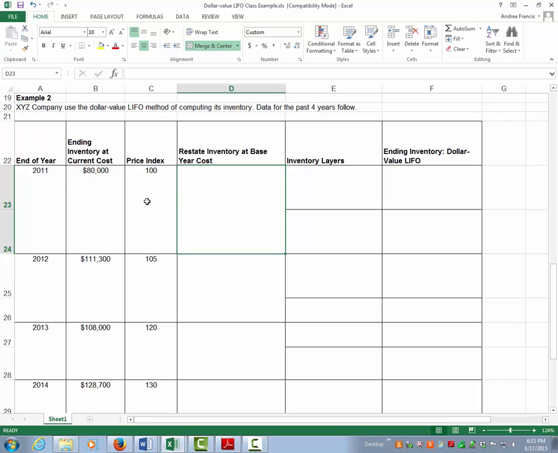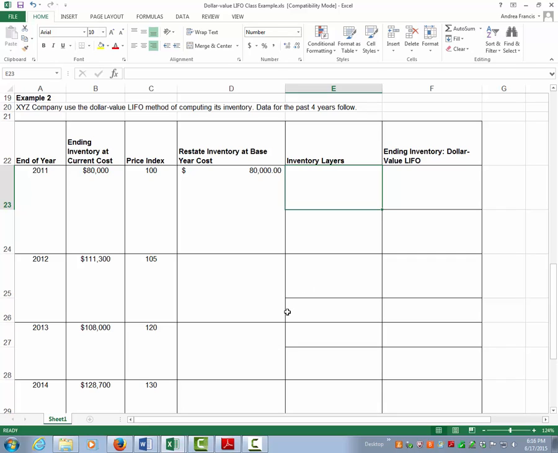2011 is the base year, so when we are doing 2011 restatement, there is no restatement required, but as we go through 2012 through 2014, you'll see that we will have to restate. Okay, so this is the first step, and the way we do that is to take the ending inventory amount and multiply it by 100 divided by the base year index, divided by the index for the applicable year. You can see that it's going to give you 80,000 because there's no restatement necessary for the base year cost.